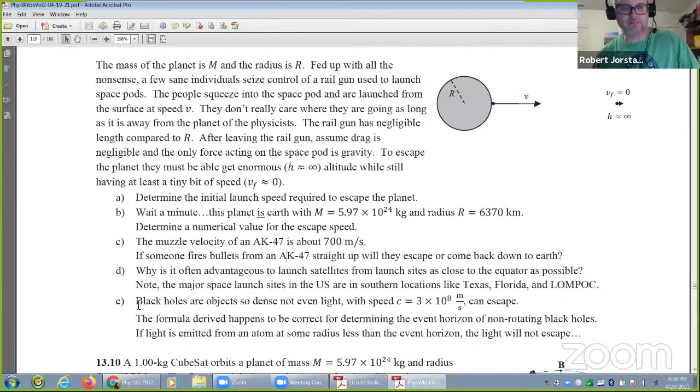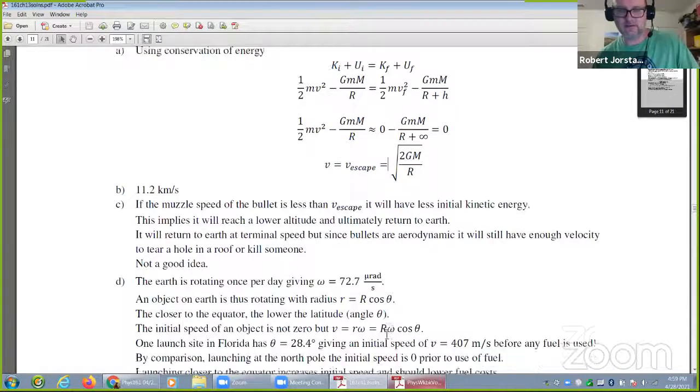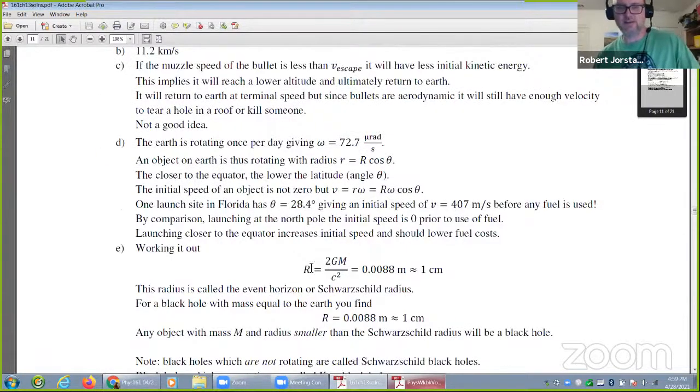Here's another one. What if you set the escape speed to c, the speed of light? Well, if we look in here, what I'm saying is, what if you take this formula and set the velocity equal to c? If you do that, you could solve for the radius of a black hole. If you plug in the Earth's mass with the speed of light, it's about 1 centimeter.